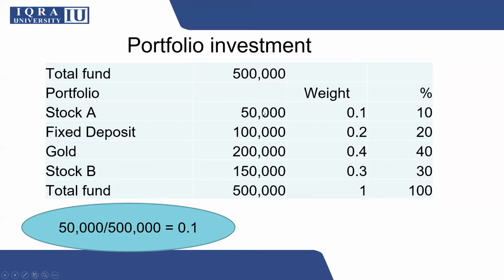So I will take the individual investment that I'm making and divide it by the total sum that I have. So its percentage is coming 0.1. It means that I'm making 10% investment in stock A. I'm having 20% investment in fixed deposit, 40% in gold, as well as 30% in stock B. So the entire portfolio is split into 4 components, and the total sum will show your total investment in your portfolio.